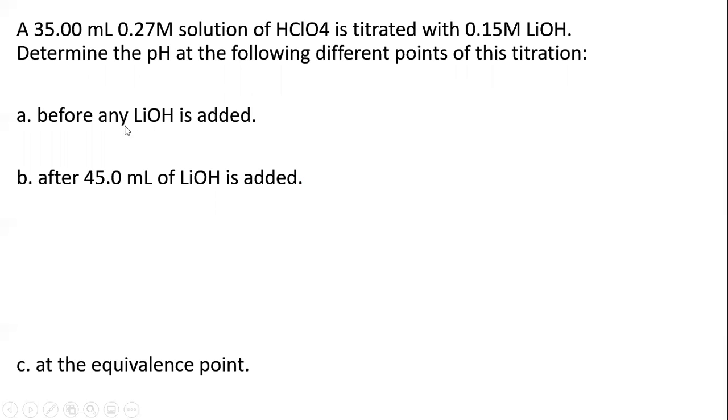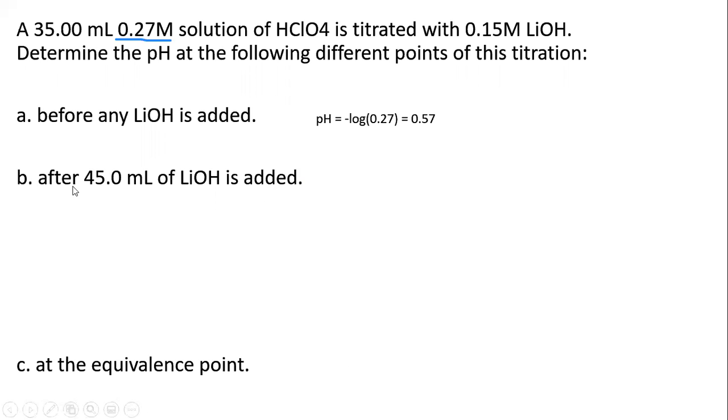For the first one, what's the pH before any base is added, we simply take the concentration of acid and take the negative log of that. So the negative log of 0.27 is 0.57. So the pH of this 0.27 molar solution is 0.57 before any strong base has been added.